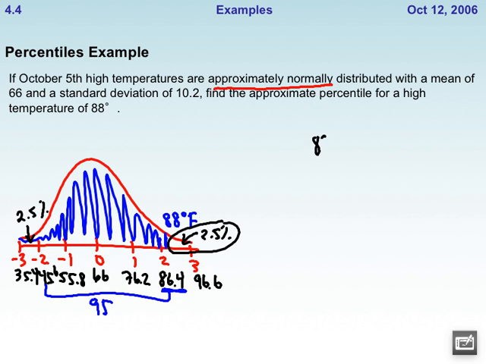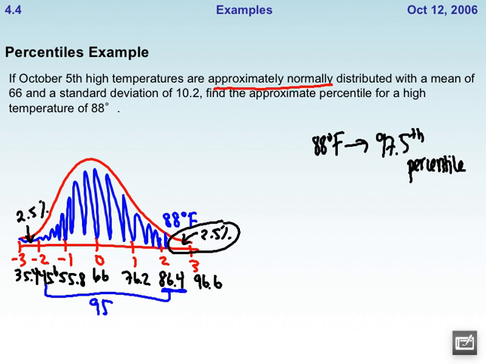So we would say that our 88 degrees Fahrenheit is approximately the 97.5th percentile. I took 100 and I subtracted that 2.5%. Now, in reality, is the percentile a little bit higher, a little bit lower than that? A little bit higher, right? That's the percentile for 86.4. So if we go to 88, it's going to be a little bit higher than that. But that's the best that we can do right now. Questions?